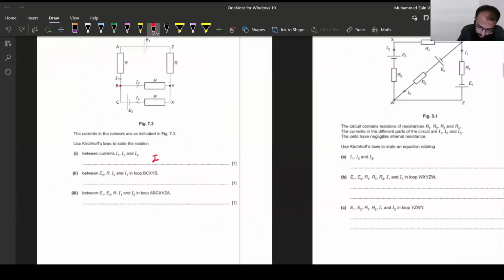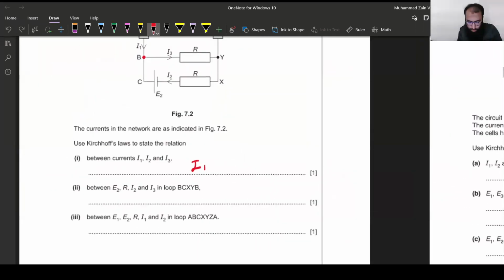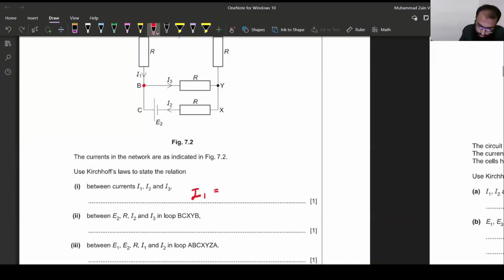There's this current entering, I1, and then there's another current entering, I2. So that's what I write: I1 plus I2 equals the sum of currents leaving the node, which is what I see here, equal to I3. So that's how I do this, and that's my relationship between the currents. The next part, between E2, R, I2 and I3 in loop BCXYB.